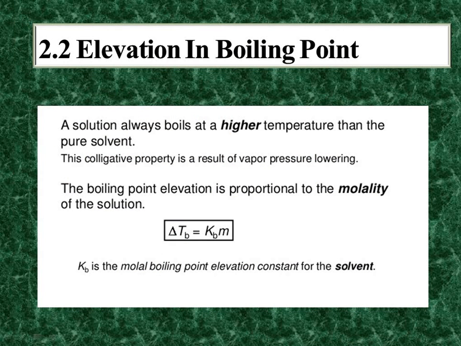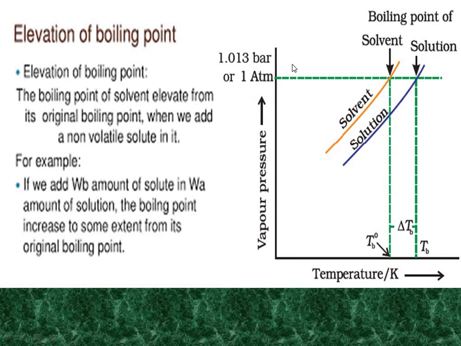Now moving to the next property, that is elevation in boiling point. When a solution boils at a higher temperature than the pure solvent, that is known as elevation of boiling point. What is this? We have a graph. Here is the temperature axis, here is the pressure axis. We can see that at 1 atmosphere pressure, the solvent boils at temperature T naught B, which is the boiling point of the pure solvent.